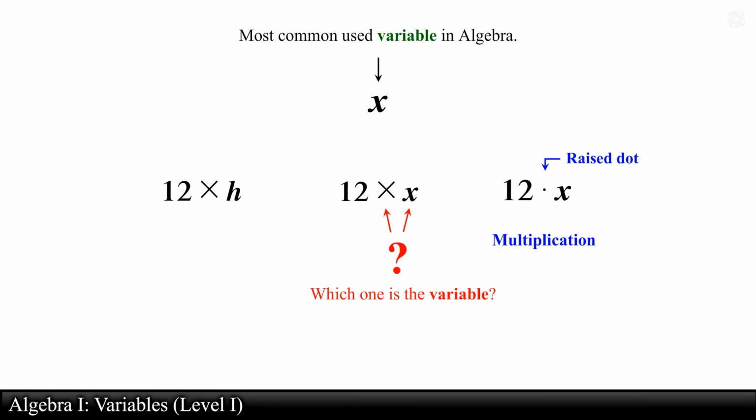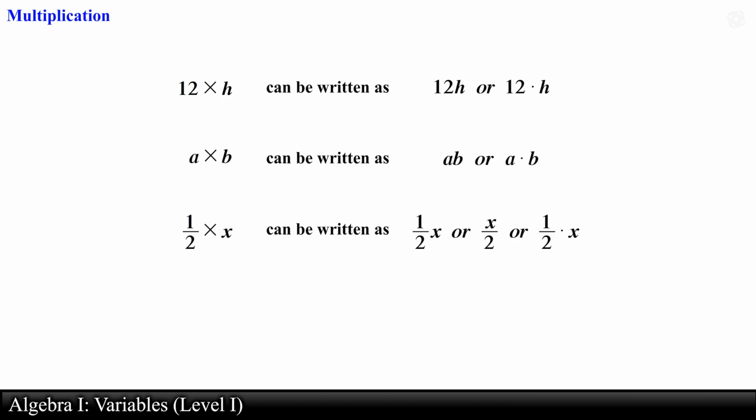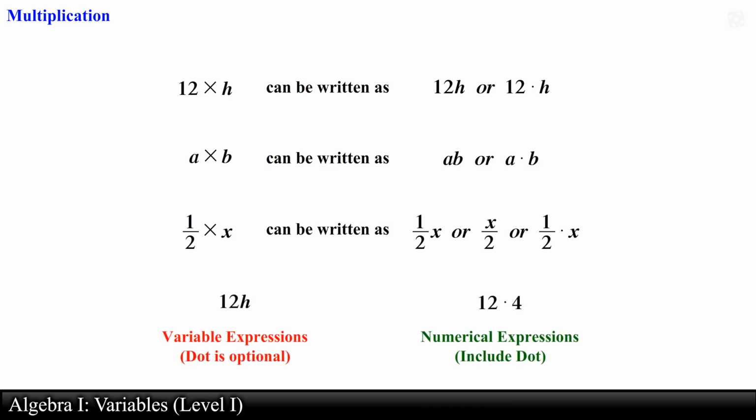In general, products that contain a variable are usually written without the multiplication sign. Again, because the multiplication sign looks like the variable x. For variable expressions, the way we denote multiplication is as follows. 12 times h can be written as 12h. Likewise, a times b can be written as ab. 1/2 times x can be written as 1/2 x. Start getting used to writing multiplication in this way for variable expressions, and with a dot for numerical expressions.